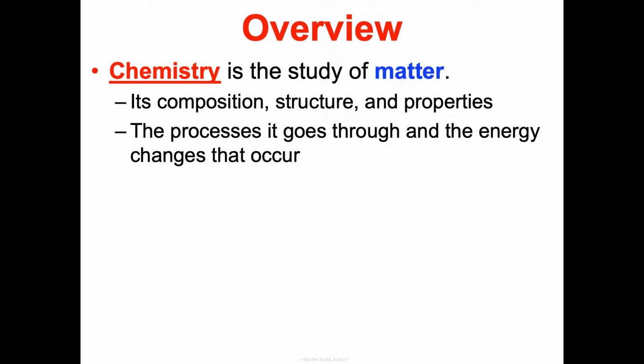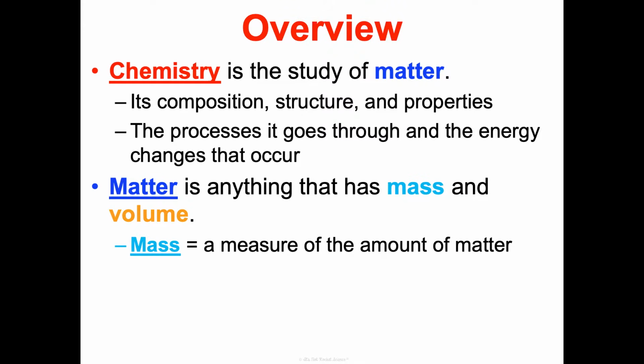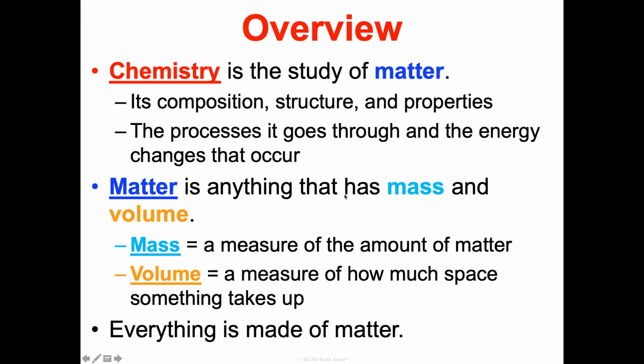So we need to know what matter is. Since chemistry is a study of matter, we got to know what it is. It is anything that has mass and volume. So mass is a measure of the amount of matter. And then volume is just a measure of how much space something takes up. And everything is made of matter.